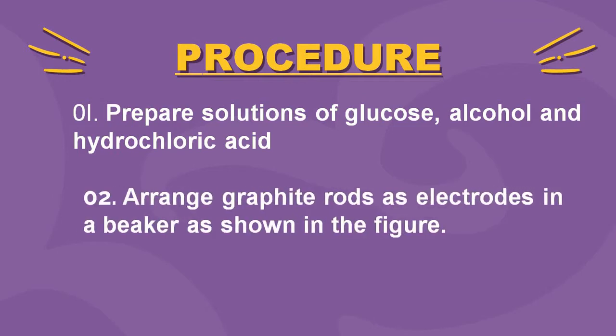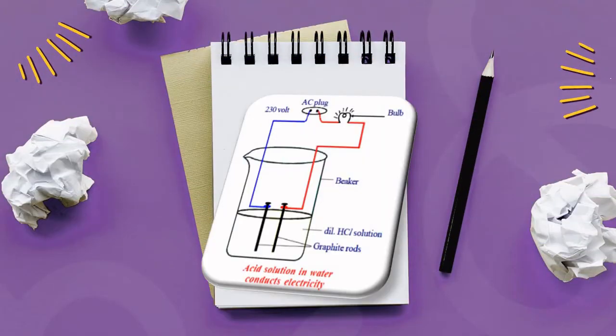Arrange the graphite rods as electrodes in the beaker as shown in the figure. See the picture. The beaker contains hydrochloric acid. Two graphite rods are suspended in the hydrochloric acid. The ends of the graphite rods are connected to the bulb through the AC plug.